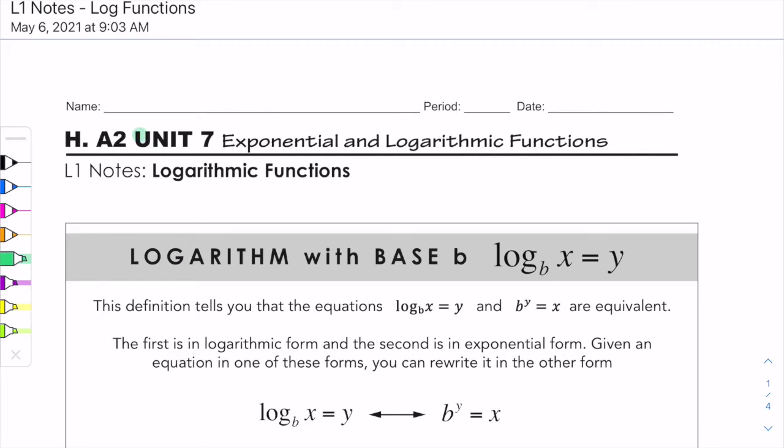Today we're beginning Unit 7, which is our exponential and log unit, and our first lesson is on logarithmic functions. We generally abbreviate logarithmic functions as log functions. Log functions are the inverse of exponential functions. Just like addition and subtraction are inverse functions, and multiplication and division are inverse functions, now we're focusing on exponential versus log as inverse functions.